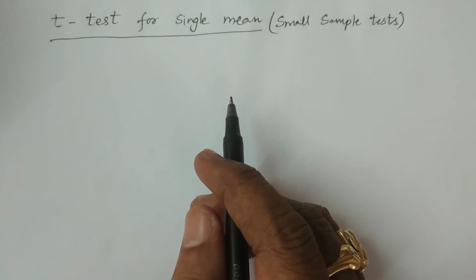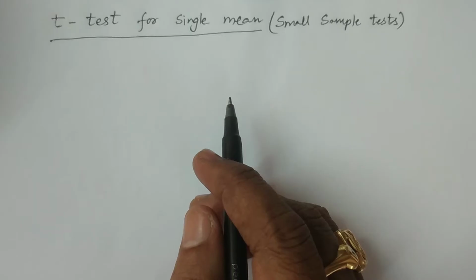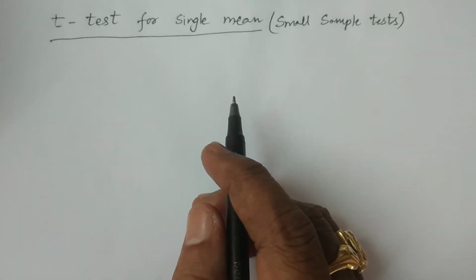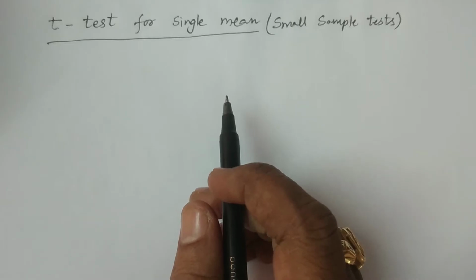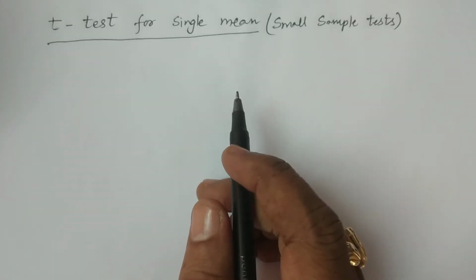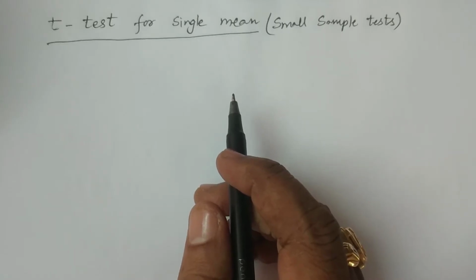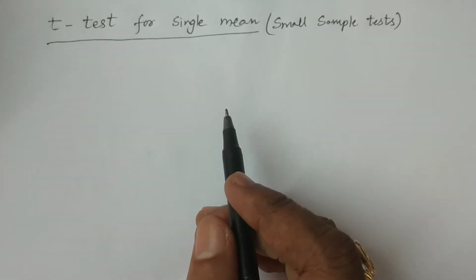T-test means the distribution applied is the t-distribution. That is what it means. Single mean means one sample is going to be considered. One sample is considered. So this is the description for the t-test for single mean.